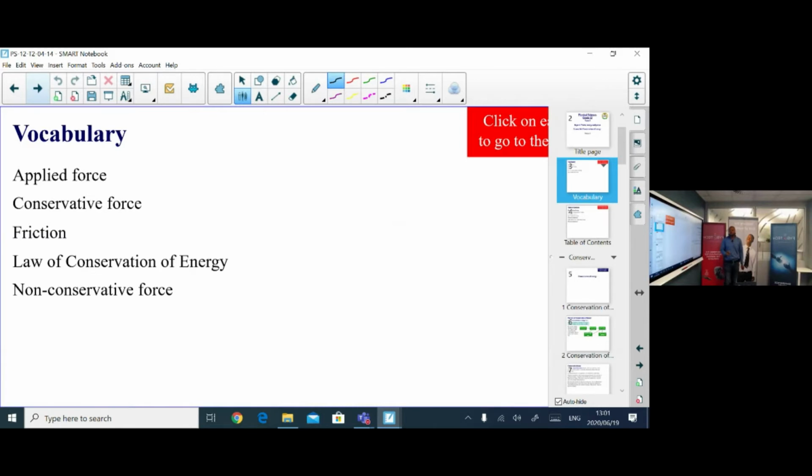What I need you to expect. Vocabulary here. We have applied force, even though it's not new to us. Conservative forces is not new as well. And then friction is not new to us. Law of conservation of energy and non-conservative forces. We're just going to do this in detail today.